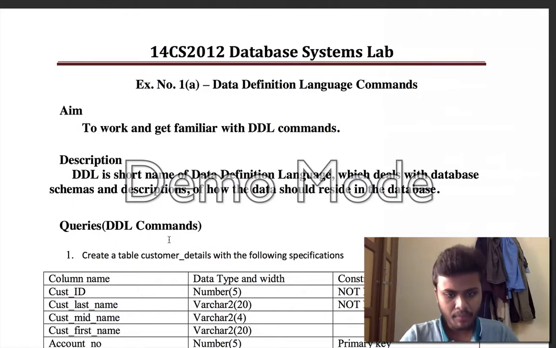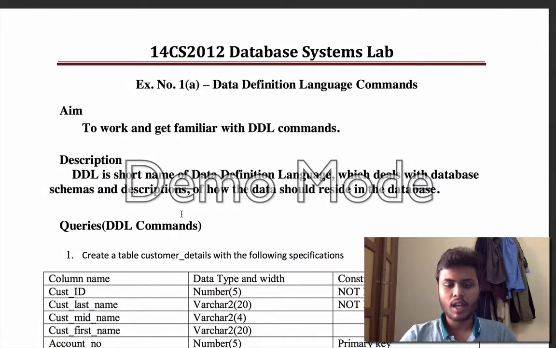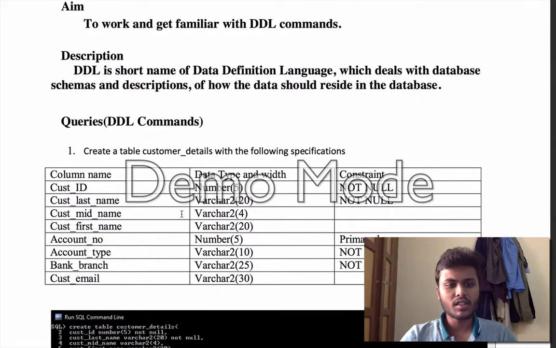I have done this in the Oracle database, and this is a spool file created by it, and I'm going to explain you command by command. So the first question is, we need to create a table customer with the following details and specifications. So we need to create a column name, a data type and width, and a constraint.